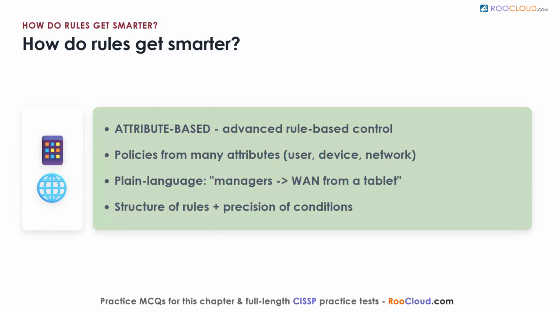How do you make rules smarter than one size fits all? With attribute-based access control, an advanced form of rule-based control.